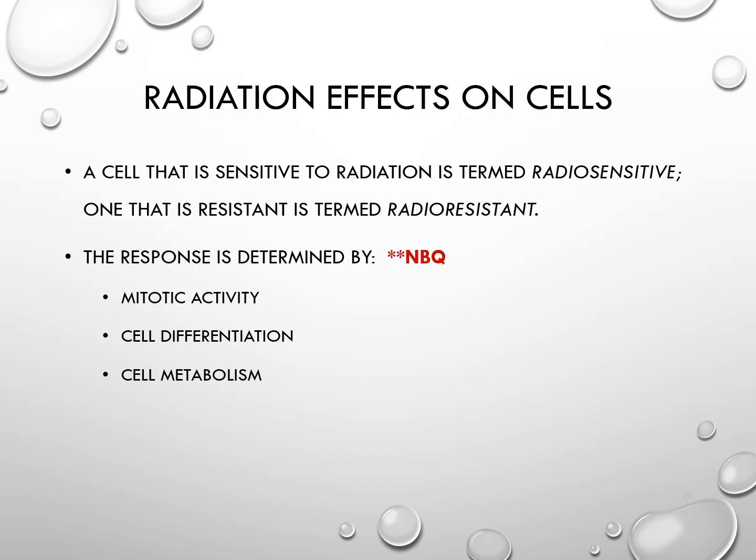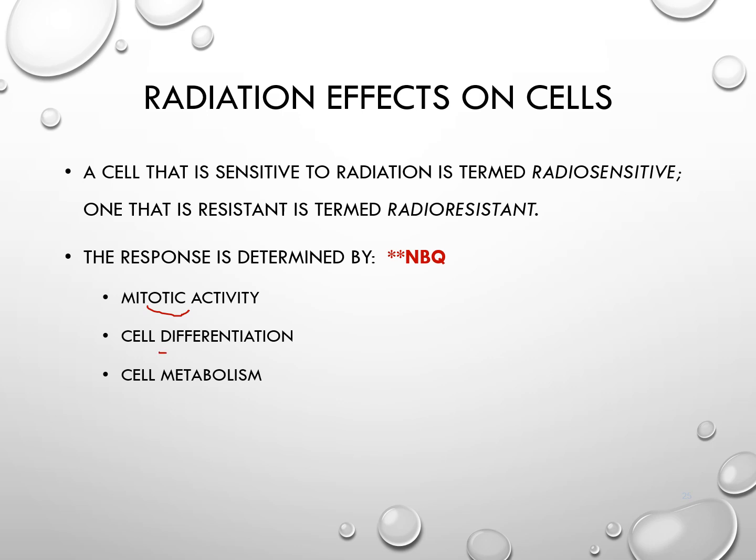Okay, so then the type of cell that is exposed to radiation is going to determine the effect the radiation has on the cell. So a cell that is sensitive to radiation is termed radiosensitive. One that is resistant to radiation is radioresistant. This seems pretty intuitive. Radiosensitive and radioresistant. The response is determined by a cell's mitotic activity, which means cells that divide frequently or undergo many divisions over time are more sensitive. Cells that don't divide frequently are going to be less sensitive.